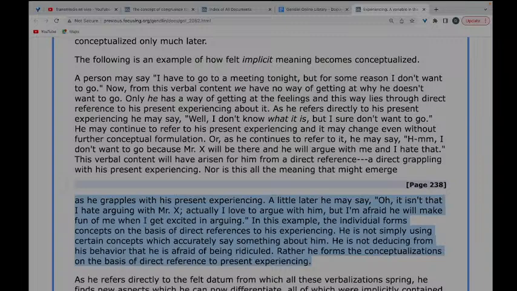In this example, the individual forms concepts on the basis of direct references to his experiences, to his experiencing. He is not simply using certain concepts which accurately say something about him. He is not deducing from his behavior that he is afraid of being ridiculed. Rather, he forms the conceptualizations on the basis of direct reference to present experiencing.